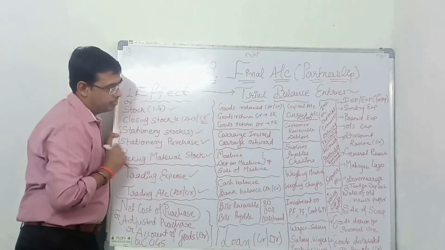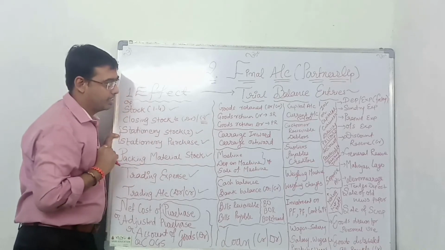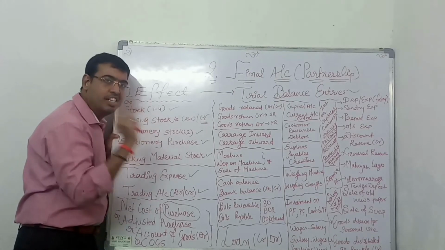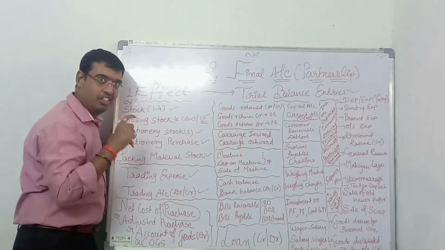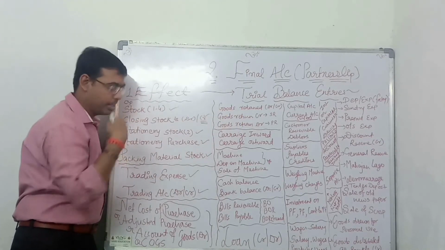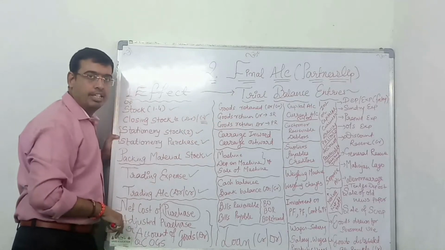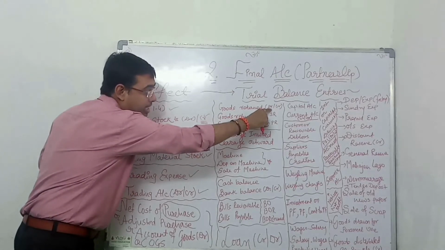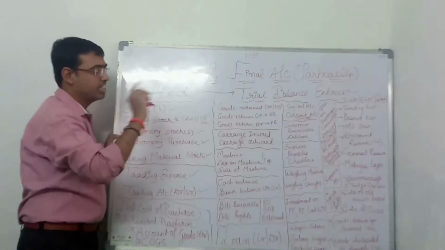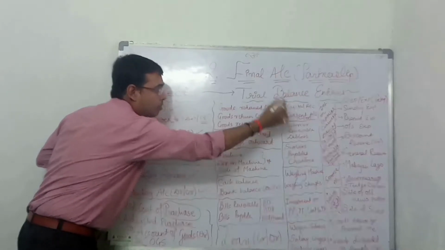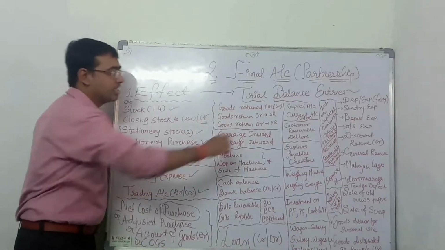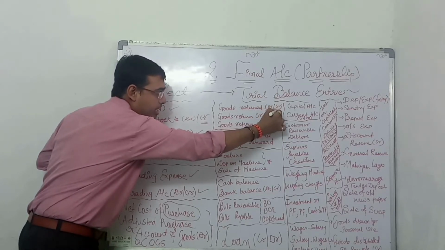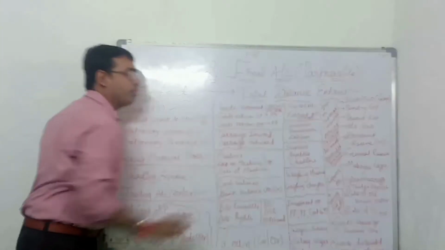Now moving to next. Goods return. There are three variations here: goods return simply written, goods returned, and return coming back. If goods return is simply given in the trial balance, and two amounts are given, one on the debit side and one on the credit side, then the debit side amount is your sales return, and the credit side amount is your purchase return. Okay?